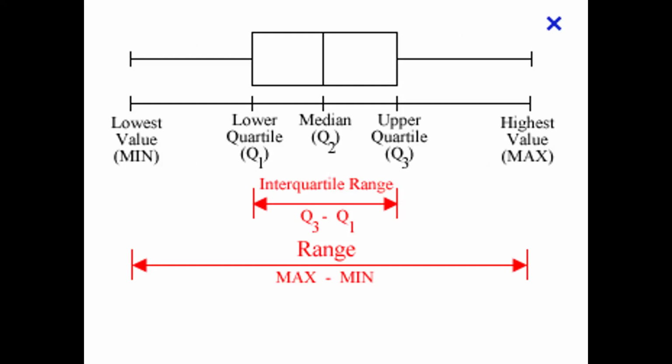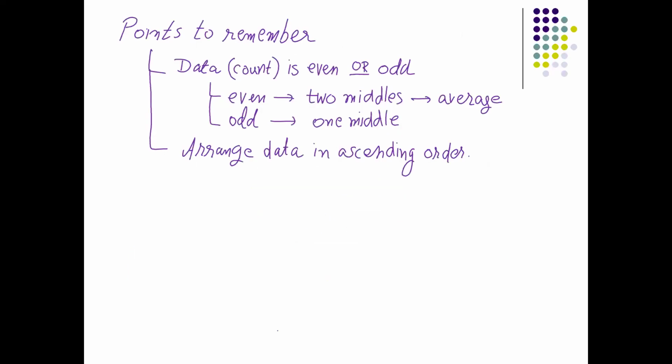Now look at this. This is how we find the quartile range. So now you have to remember whether the count of data is even or odd. Even data has two middles. Arranging data in ascending order is again a compulsory requirement here, because otherwise you cannot determine the median. You cannot determine quartiles. So you have to copy this. All right, sir.